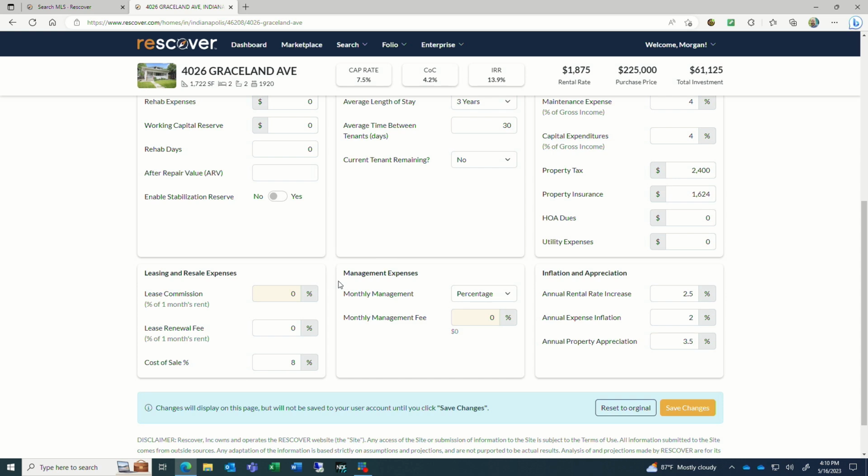Okay, so I'm going to do it all myself. I'm going to list it on Zillow, have Zillow screen the tenants, and I'm not going to pay a manager. So that increased our cap rate from 6.6 to 7.5. That's a decent bump. But what it really did is boost our cash on cash from 0.8 to 4.2.